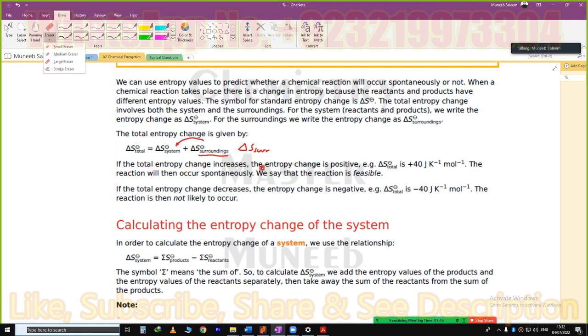If the total entropy change increases, the entropy change is positive, the reaction will then occur spontaneously. We say that the reaction is feasible. So an increase in entropy means the reaction is spontaneous and feasible. They have also mentioned the difference between spontaneous and feasible. Spontaneous can refer to both physical and chemical processes, whereas feasible refers only to chemical reactions. So any reaction which has an increase in entropy will be a feasible reaction, and vice versa.